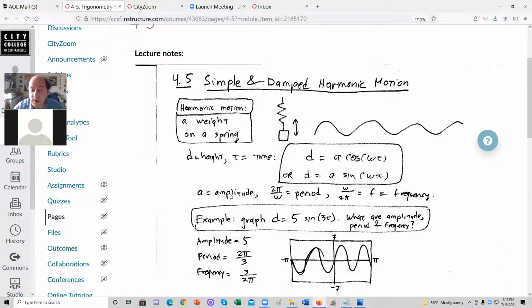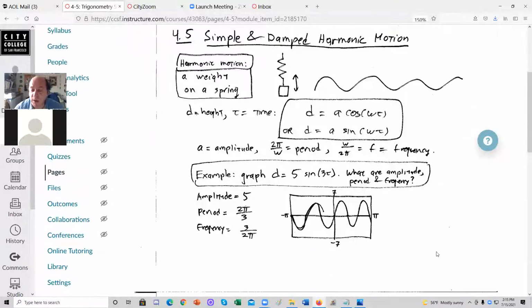A is the amplitude, 2 pi over omega is the period, and omega over 2 pi is f, the frequency. So it's 1 over the period. So for example, d equals 5 sine 3t. What's the amplitude, period, and frequency? Amplitude is 5. Period is 2 pi over 3. Frequency is the reciprocal, 3 over 2 pi. You get a wave like this.